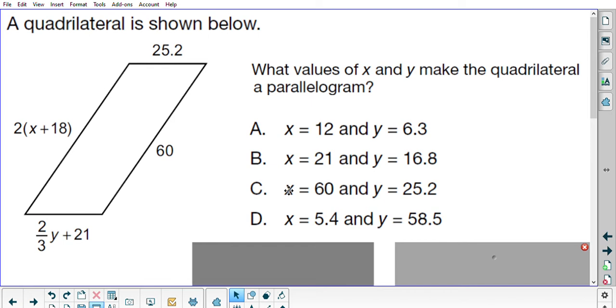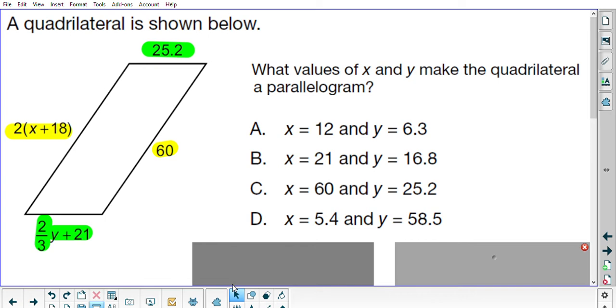If you are stuck, here's a hint. Sides of a parallelogram must be congruent to each other, which means the side that is 2 times x plus 18 is congruent to 60. The side that is 2/3 y plus 21 is congruent to 25.2. When I say congruent, I mean equal measures.